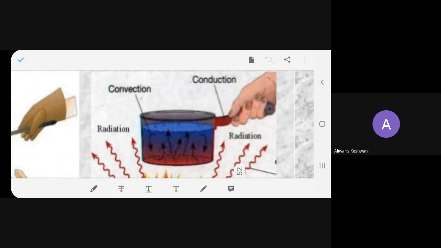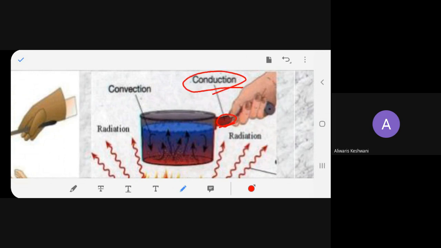See the picture. This is the handle which is doing the conduction, right? The warm water going up is called convection, and the heat which is coming from the source is called radiation. These flames are the radiation. Any problem? So radiation is in gas, convection is in liquid and gas, and conduction is in solid.